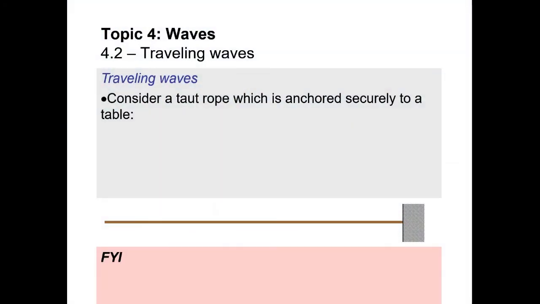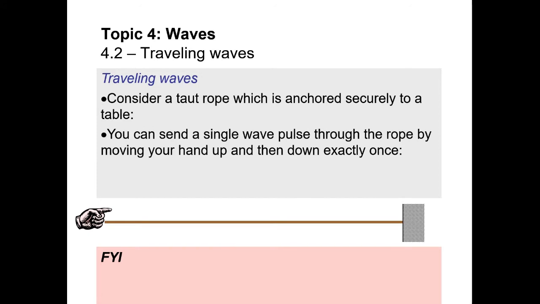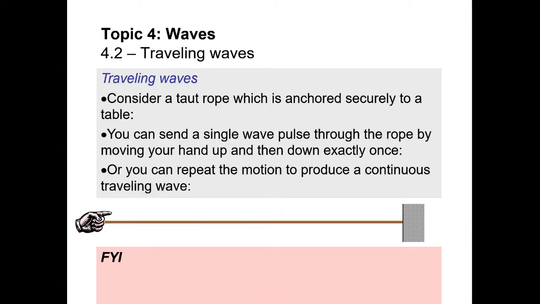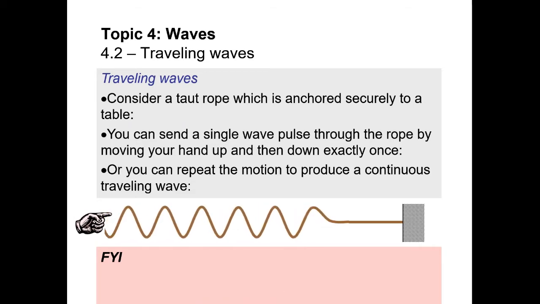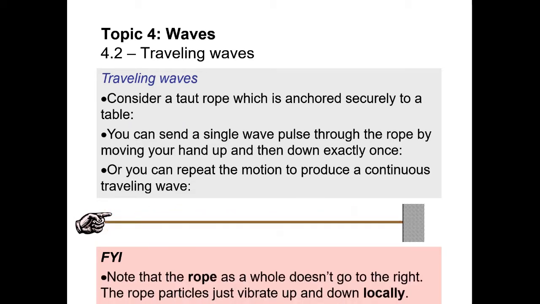Topic for waves. Today we're going to discuss traveling waves. We can send a single wave pulse through a rope by moving our hand up and down exactly once, like this. Or we can repeat the motion to produce a continuous traveling wave like this. Note that the rope as a whole doesn't go to the right. The rope particles just vibrate up and down locally.